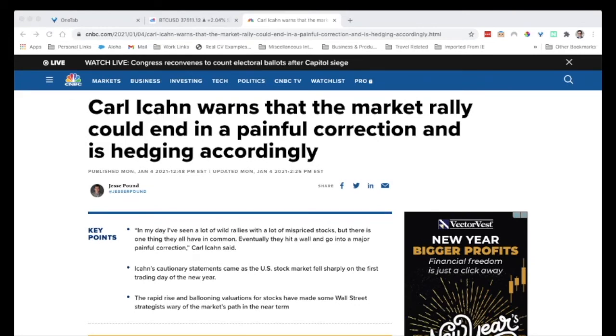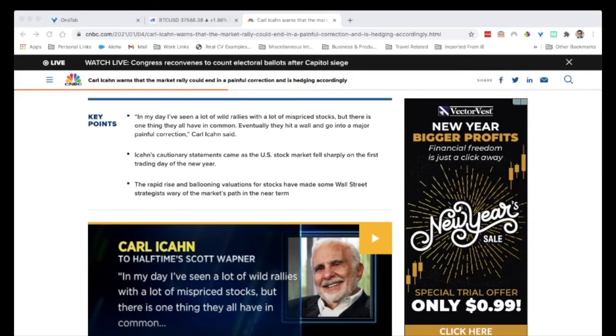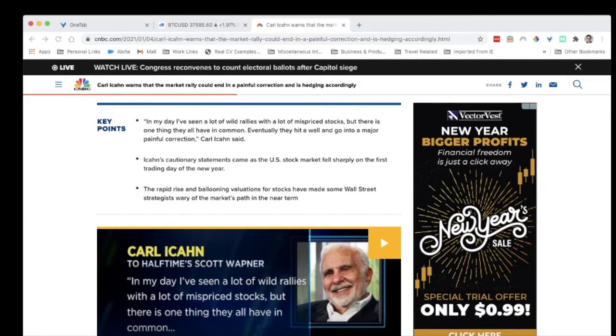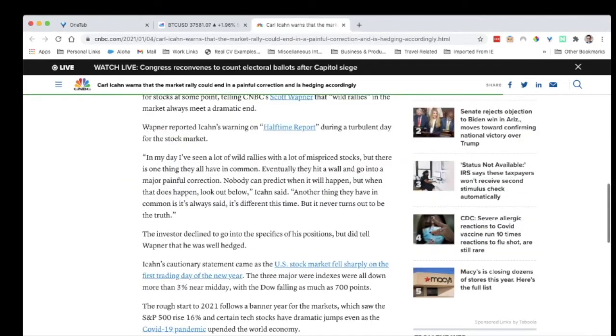And what he's basically saying, in short, is that he's seen a lot of wild rallies in his days, and there's many mispriced stocks, but there's always one thing they have in common. Eventually, they hit the wall and they go into a major and painful correction. Another thing that he says is quite interesting, a little bit down below here, is that nobody can predict when this will happen, but when it does, wow, watch out, look out below. And everything they have in common is that everyone always says, yes, but this time it's different. And it never turns out to be the truth.